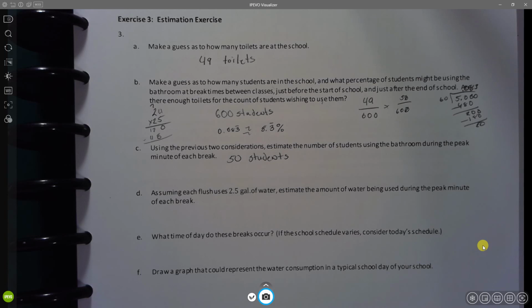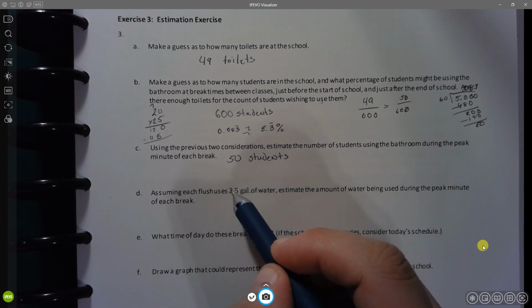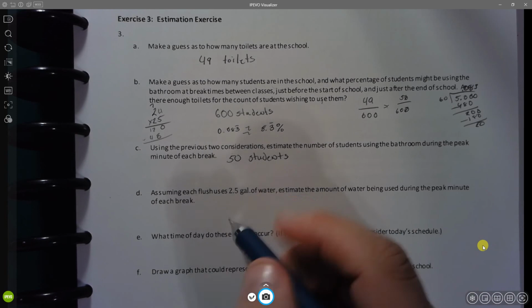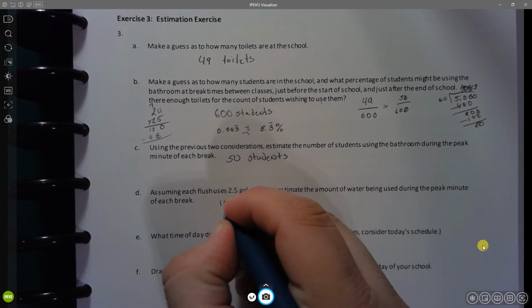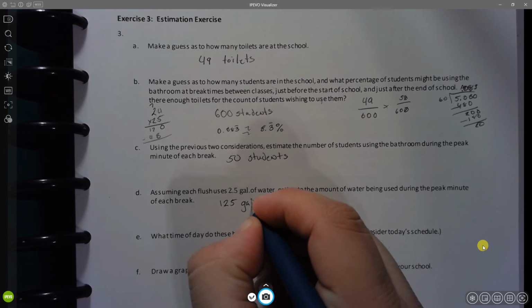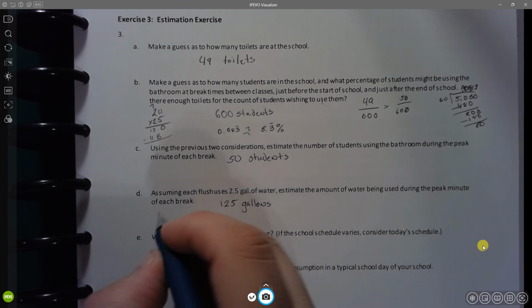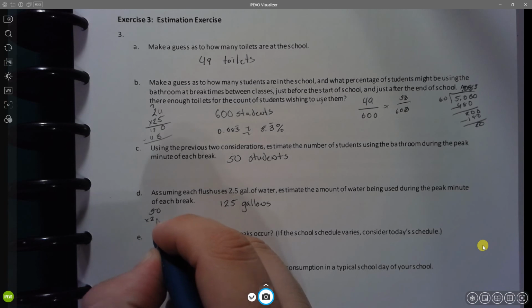So assuming each flush uses 2.5 gallons of water, estimate the amount of water being used during that peak minute of each break. So 50 times 2 is 100. 50 times a half is 25. So 125 gallons. 125 gallons of water each flush. Again, if you ask me how I did that, 50 students times 2.5.